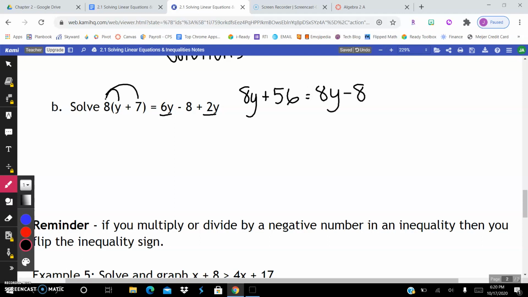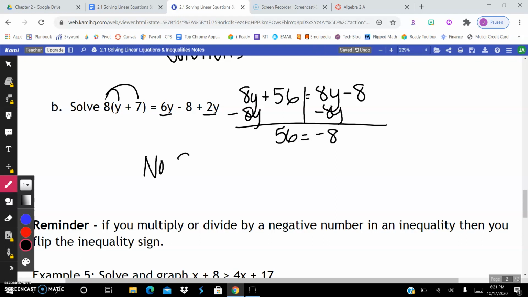So if you look here, they both have 8y, but the left-hand side has 56 and the right-hand side has -8, and that's definitely not equal. So if I continue solving, I'm going to minus 8y from both sides, and I would have 56 equals -8 left over. Definitely not true, so that's a contradiction, and there are no solutions to this one.